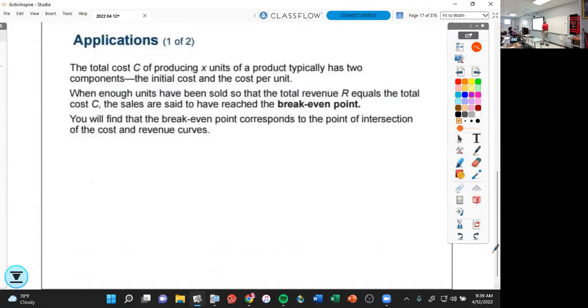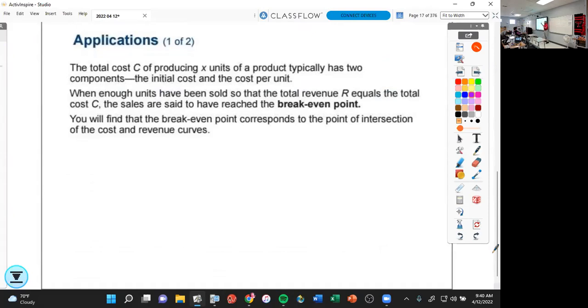Okay, word problem. The total cost C of producing X units of a product typically has two components. Anytime a business does something, they have startup costs, they have cost of materials, they have cost of labor, right? Then you sell the product, now you're getting income. So you've got cost per unit, and then income.